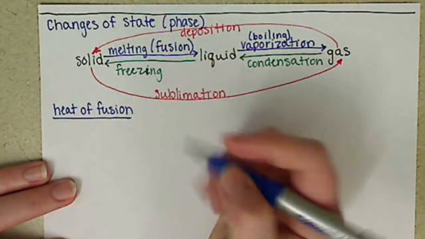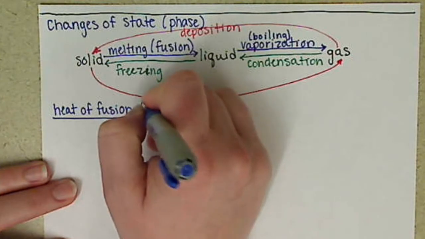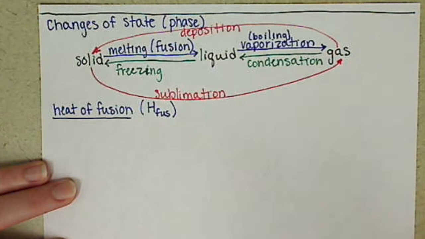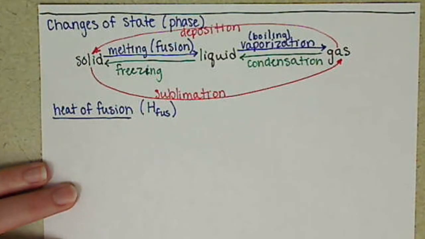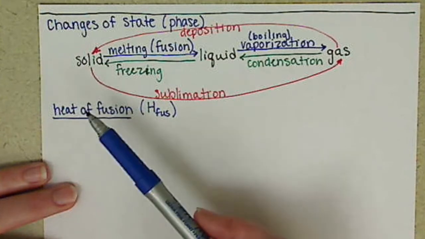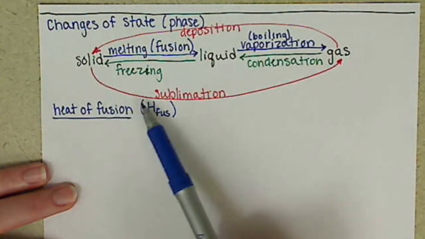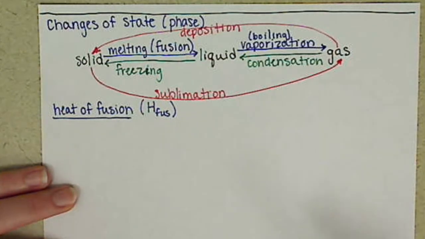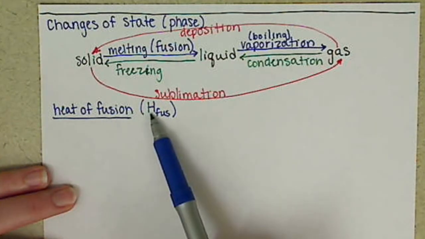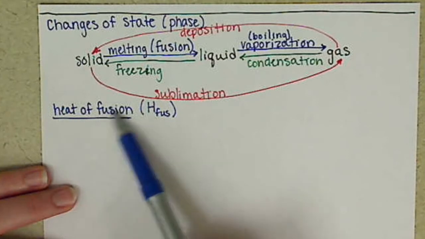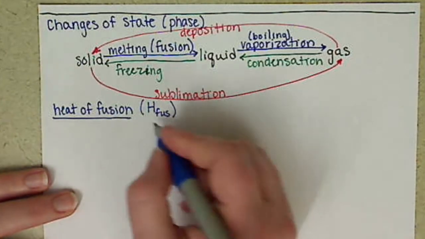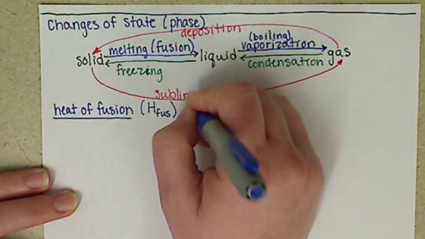The symbol that we give this is a capital H, and then as a subscript we have FUS for fusion. Your book refers to this as heat of fusion, and it just does it very, very briefly. It doesn't discuss it very in depth, so we're going to spend time here discussing it. Your book calls it just a heat of fusion, okay? But the rest of the world calls this enthalpy of fusion.